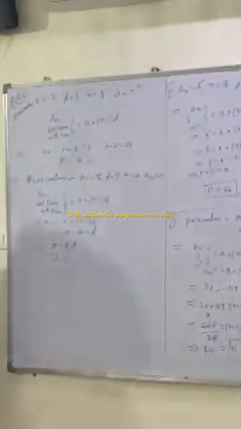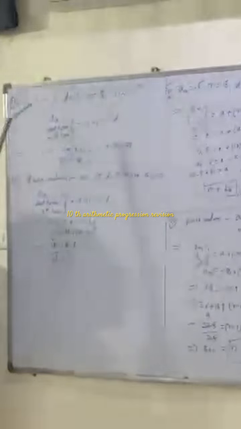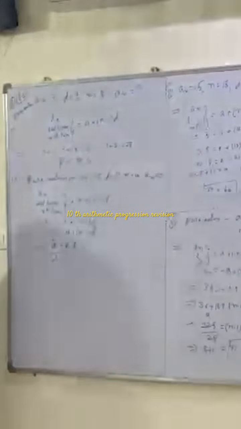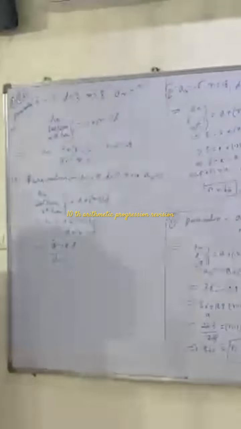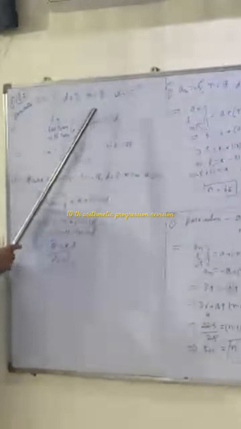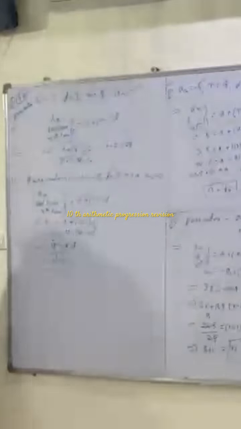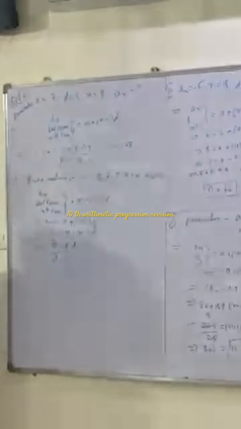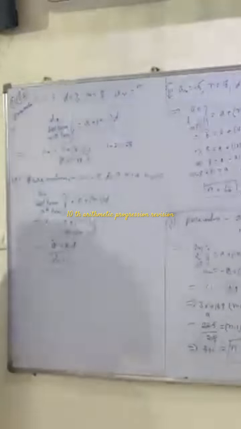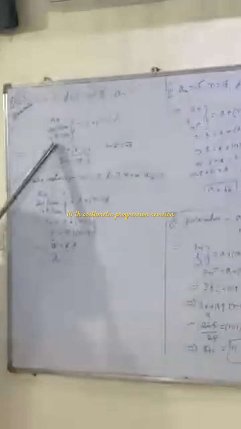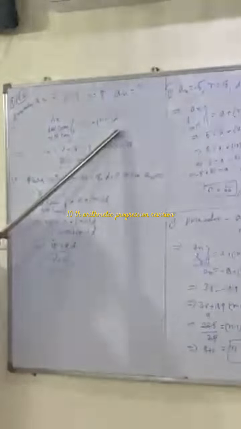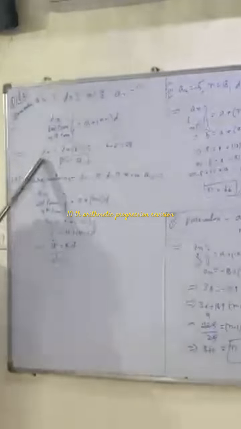Now, what is N? N is the number of terms in the problem. What is AN? AN is the last term. AN, or the last term, or the nth term, is equal to A plus (N minus 1) times D, where D is the common difference.